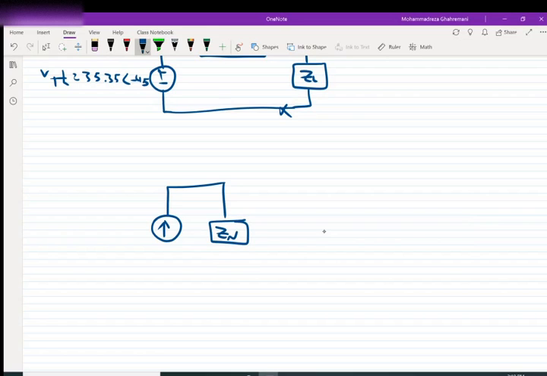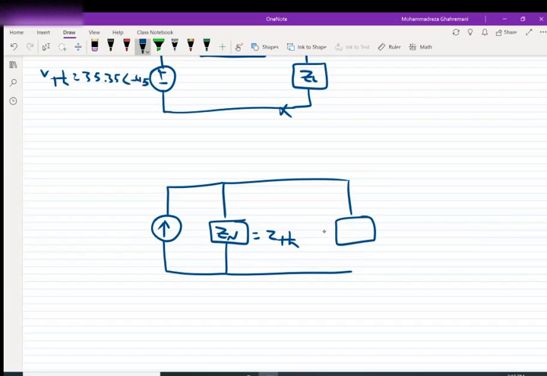Norton equivalent. The Norton equivalent is the current source with the Z Norton, which is equal to Z Thevenin, connected to the load, which is ZL. Z Norton is equal to Z Thevenin, as we know, and I Norton is equal to V Thevenin over Z Thevenin, which is equal to 0.05 with the angle of negative 90.